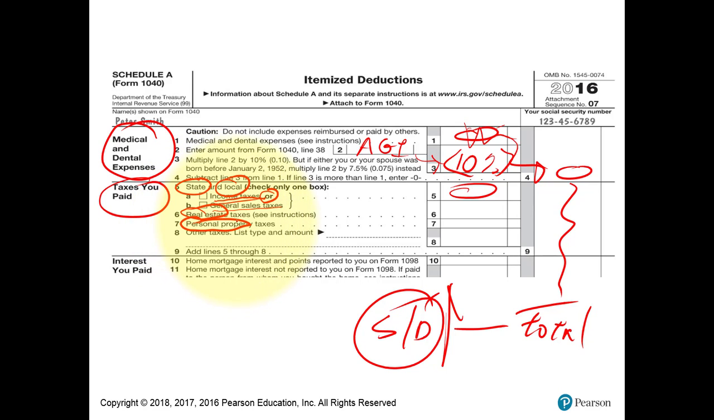Real estate and personal property taxes are based upon the value of those items, and you would multiply it by a rate to get the amount of tax you can claim here. Here in Hawaii, we only have real estate taxes. We do not have personal property taxes.